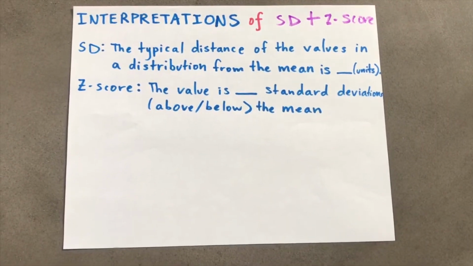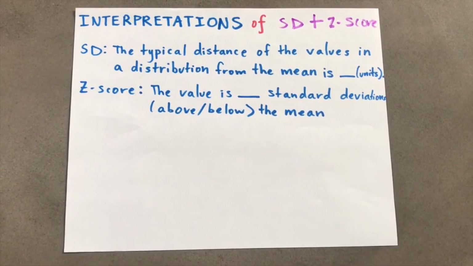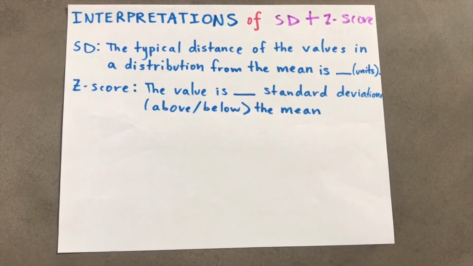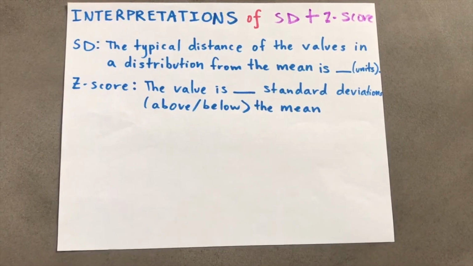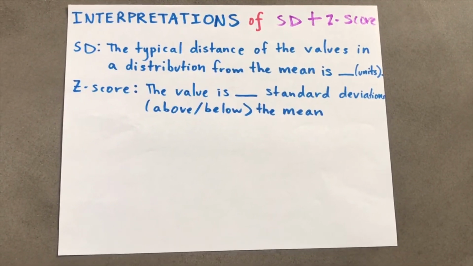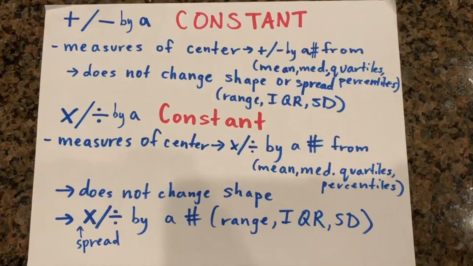Next is the interpretations of standard deviation and z-score. To interpret the standard deviation, you could say the typical distance of the values in a distribution from the mean is blank amount, and then use the units in context. For the z-score, you could say the value is blank standard deviations above or below the mean.